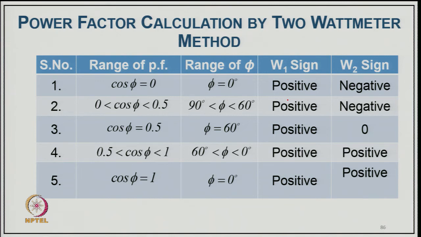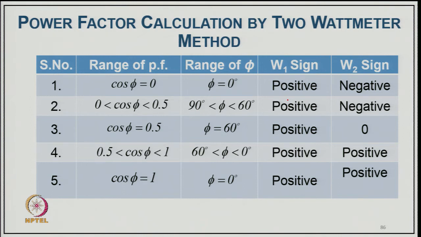Third condition, when cos phi equal to 0.5, that is phi equal to 60, one reading is positive and the other reading is 0. When the power factor is between 0.5 and 1, the angle phi is between 60 and 0, both readings are positive. And when cos phi equal to 1, phi equal to 0, both readings are positive and equal.